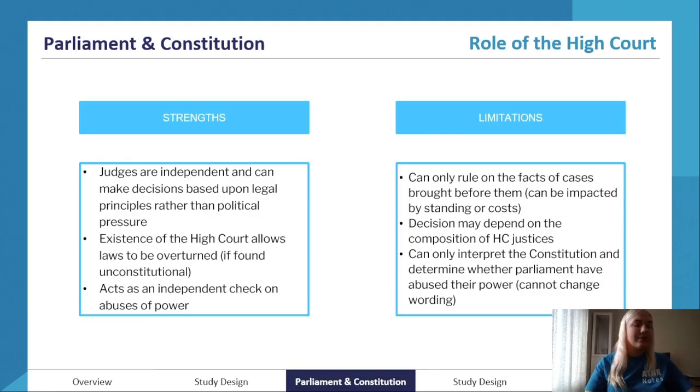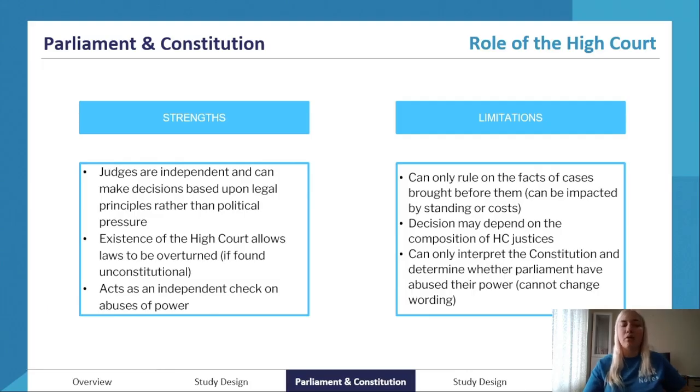Okay, so what are the strengths and weaknesses of the role of the High Court? So some of these we discussed. Judges are independent and can make decisions based upon legal principles rather than political pressures. So we said that this is ensured due to the separation of powers, that judges will have no corruption because they actually have no ties to executives or legislators or any members of parliament. So we're most likely to have fair constitutional interpretations that will be for the sake of what was intended by the Constitution and what was intended for the people, and not out of some kind of self-interest.